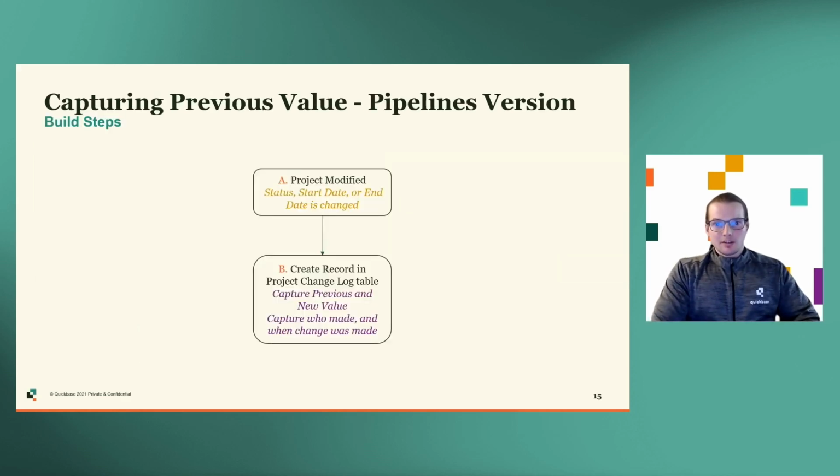So in pipelines, this is going to be a two-step pipeline. The first step, our trigger, is going to be a project is modified. And of course, my conditions on this are really identifying those three fields we've talked about: status, start date, and end date. So that's my trigger. When that triggers, we're going to go ahead and create a record in our project changelog table. We're going to capture those previous values and those new values for those fields, as well as who made that change in the project table and when they did it.